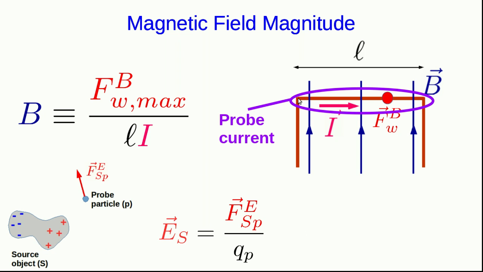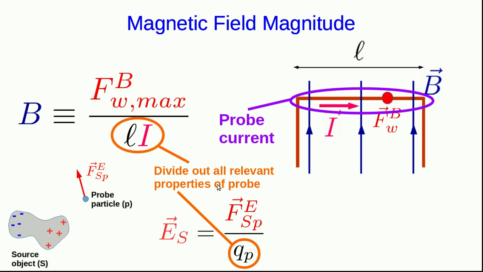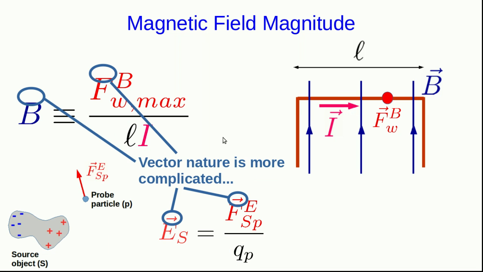And note that we're using a probe current. We would use a probe charge for an E field, but a stationary charge feels no magnetic forces. We need a probe current. And so, as before, we have to divide out everything in the force that's proportional to things that have to do with our probe, so that we get a quantity, the field, which does not depend on the probe we use to measure it.